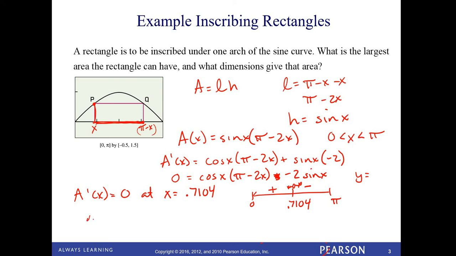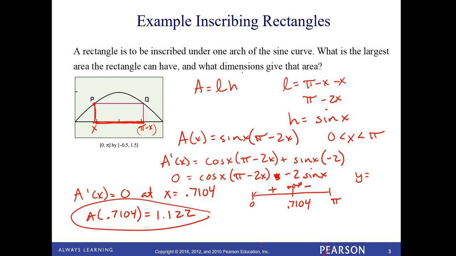If I plug that into my area function, I will get 1.122, and that's my maximum area. And then, of course, I could plug it back into my length and width function to find the dimensions. Okay, so that's a simple max-min problem, maximizing the area of a rectangle. So if you have questions, write them in the margin, and we'll talk about this in class.